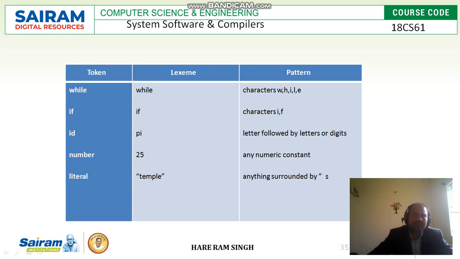For example, suppose we have a token while. Its lexeme is while, and the pattern is the sequence of characters that forms this lexeme. Next token, suppose it is if, then its lexeme is if and the pattern is if. Next token, suppose it is ID, and the lexeme is y. Then the pattern is a letter followed by letters or digits. Then the token number, with lexeme 25, has the pattern of any numeric constant. Then literal: anything surrounded by double quotes is the pattern.